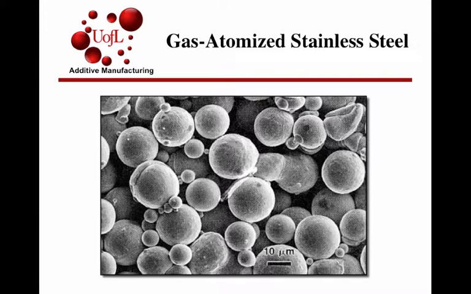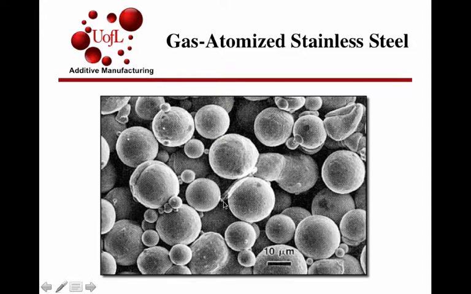Take a look at a number of different forms of powders based on the production method. The next few slides will show variations of ferrous powders. Here you see a stainless steel that is gas atomized. The bar below shows a 10 micron reference.